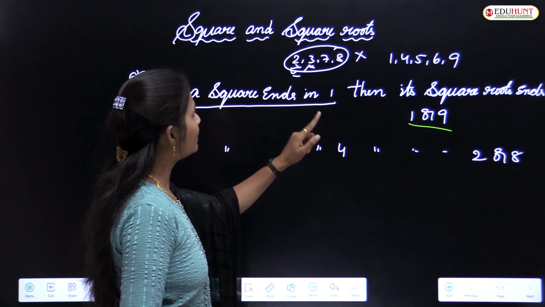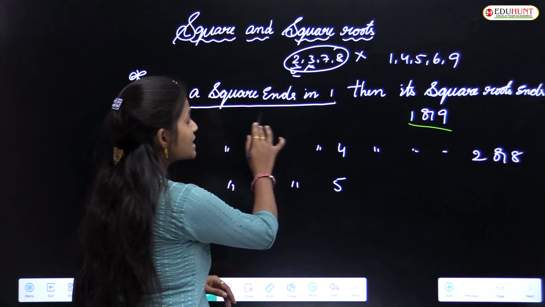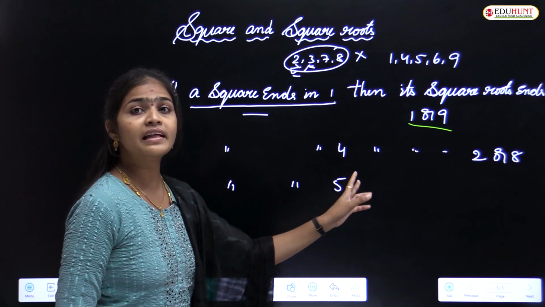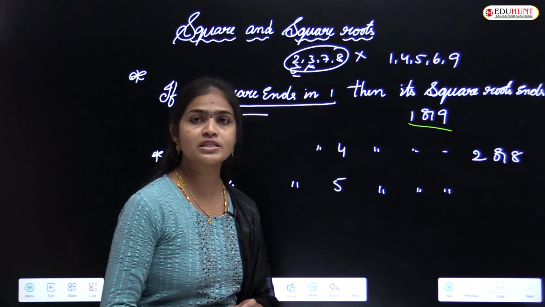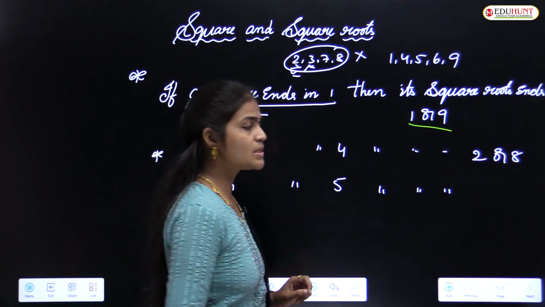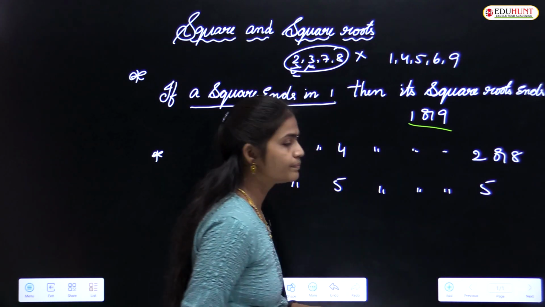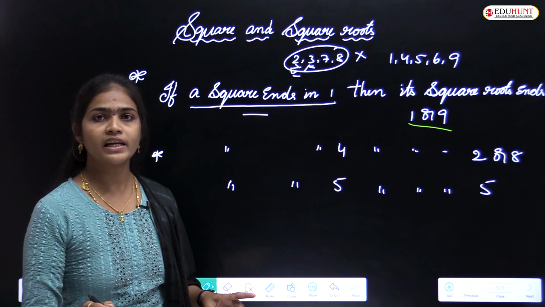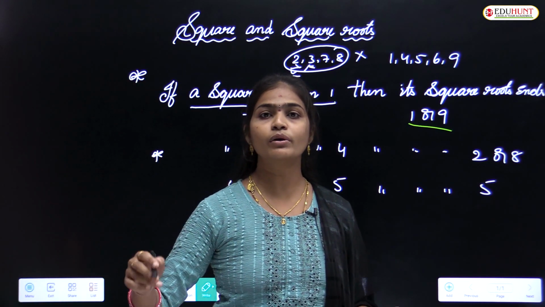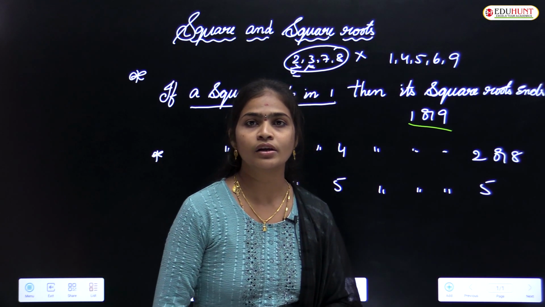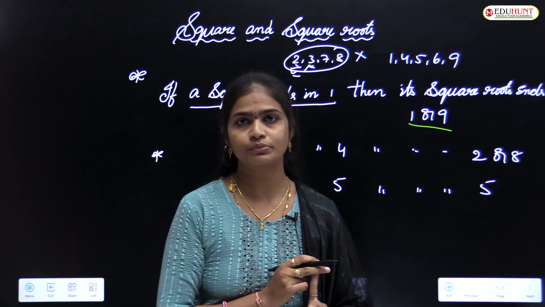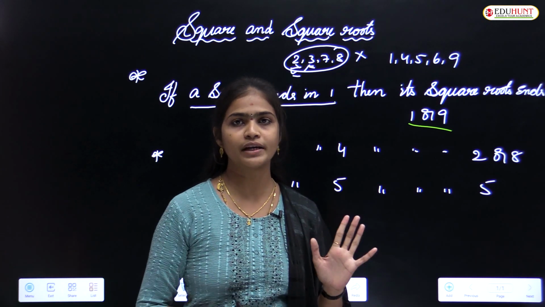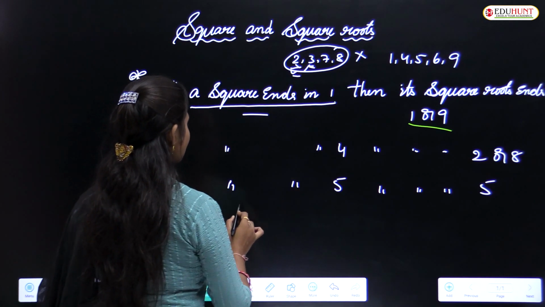So 4 is completed. Next 5. If the square ends in 5, then the square root ends in, how many possibilities are there? Only one possibility is there. That is only 5. 5 into 5 is equal to 25. 25 into 5 is 125. 125 into 5 is 625. Whatever it may be, that number should end with 5. Okay, next one, 6.